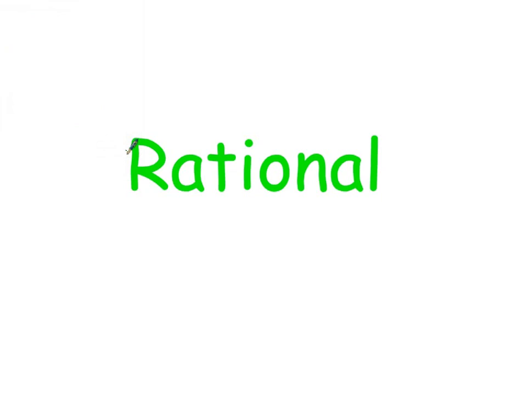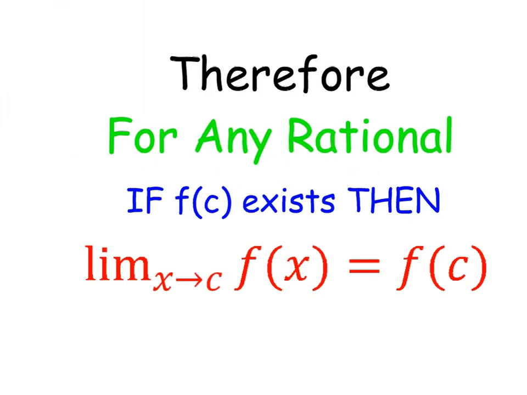Like logarithms, provided that when we plug it in, it exists. If we plug the number into a rational function and we get a value back, then the limit must be equal to that value. Okay, we're going to take a look at a graph and see why. But if f of c exists, then the limit exists. So we can just plug it in, and whatever we get back is the limit.